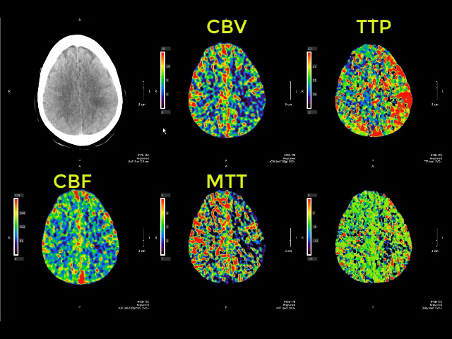So this is another example taken on the Canon. So we're going to forget about MTT, we're going to focus on TTP. So here we have an area where TTP, the time to peak, is increased, particularly in the posterior left parietal lobe. And here it corresponds to a matched defect in cerebral blood volume. Cerebral blood flow also matches this area. So this is an area of core infarct without significant penumbra.